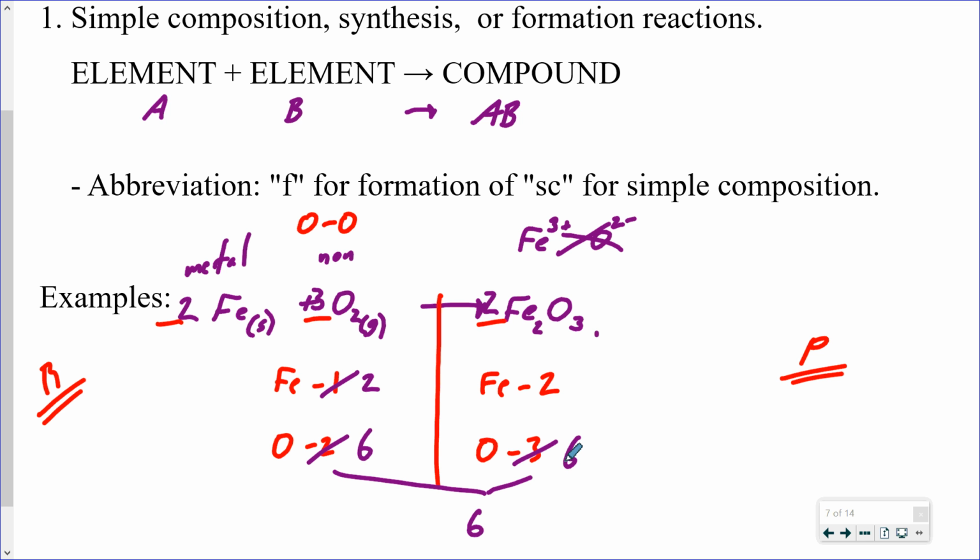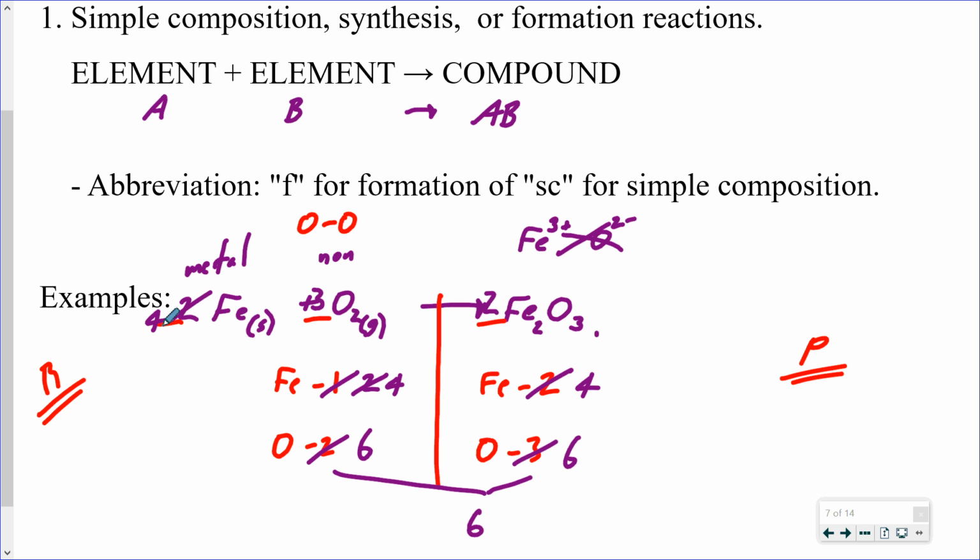So now I balanced my oxygen, but of course by putting in 2 in front of the Fe2O3, I no longer have the iron balanced. So now I have 2 times 2, 4 iron on the right. I need to get 4 on the left. So I'm going to change this 2 to a 4 for the coefficient. And now I have 4 on the left as well.